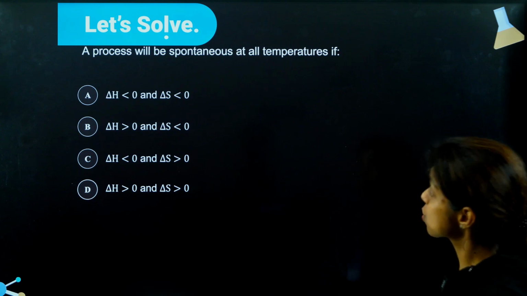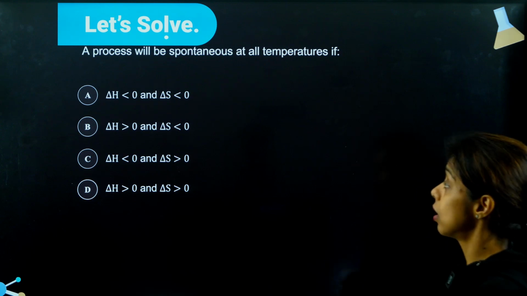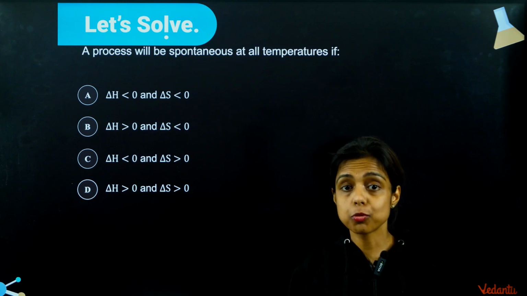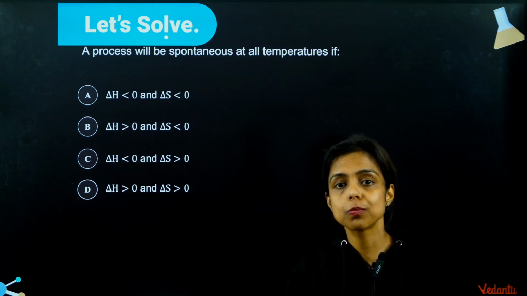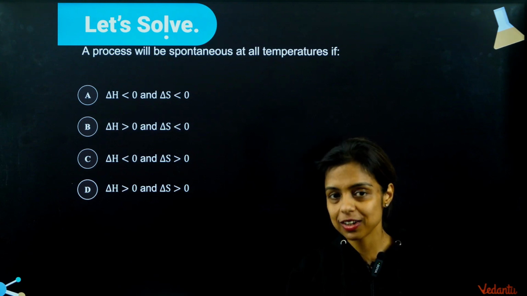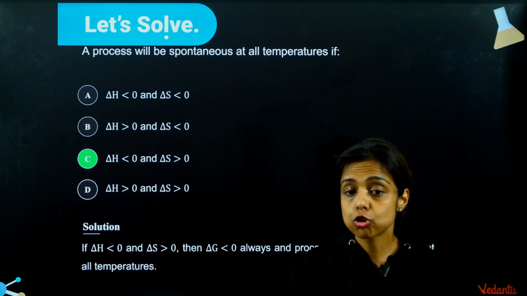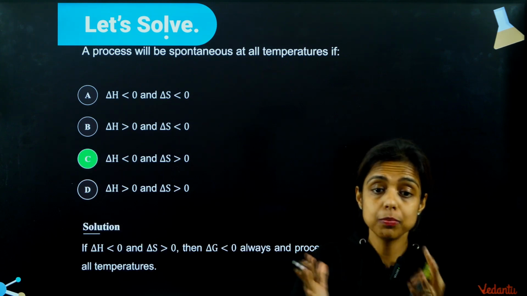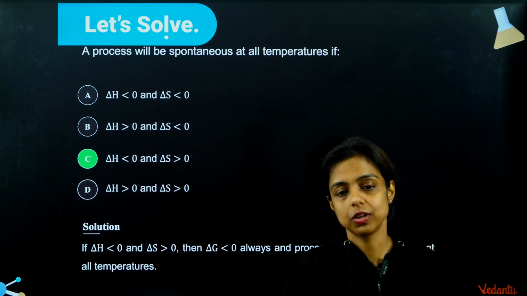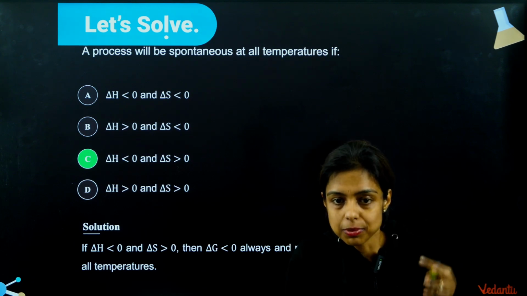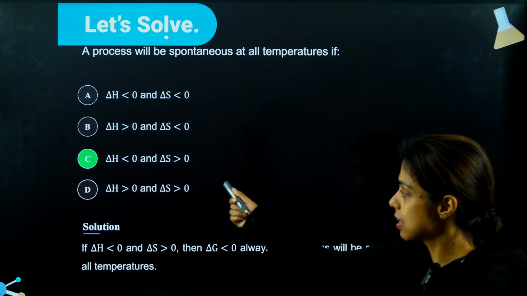A process will be spontaneous at all temperature. Process कब रहेगा spontaneous हर temperature पे? अगर process के होने से entropy change जो है positive रहेगा, enthalpy change negative रहेगा. मतलब if in a process entropy is increasing and enthalpy is decreasing, the process will be spontaneous. Energetically favorable, energy कम हो रही है, stability बढ़ रही है, entropy बढ़ रही है. So the answer indeed is C.